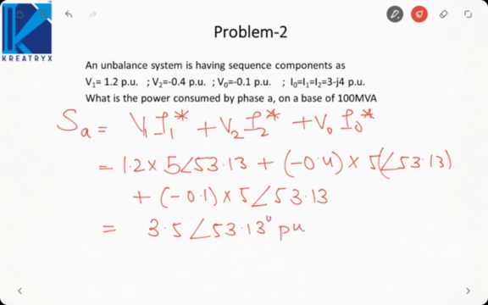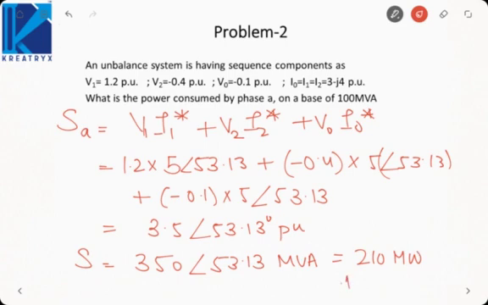Now base is given to be 100 MVA. So if we multiply it by base, it will be 350 angle 53.13 MVA. In real and imaginary terms, it will be 350 into 0.6, that is 210 megawatt, plus 350 into 0.8 will be 280 MVAR. Okay, so that will be your power consumed by A phase.